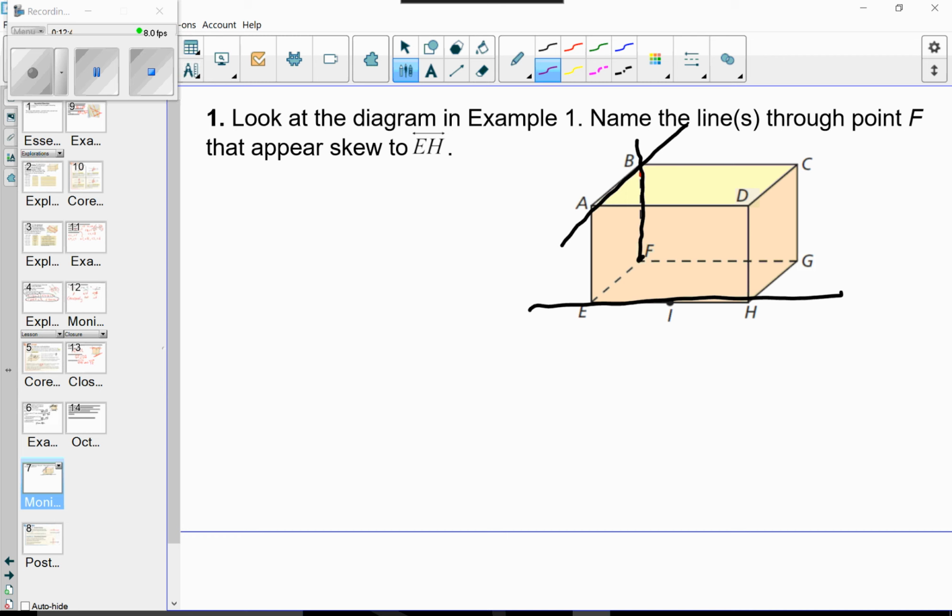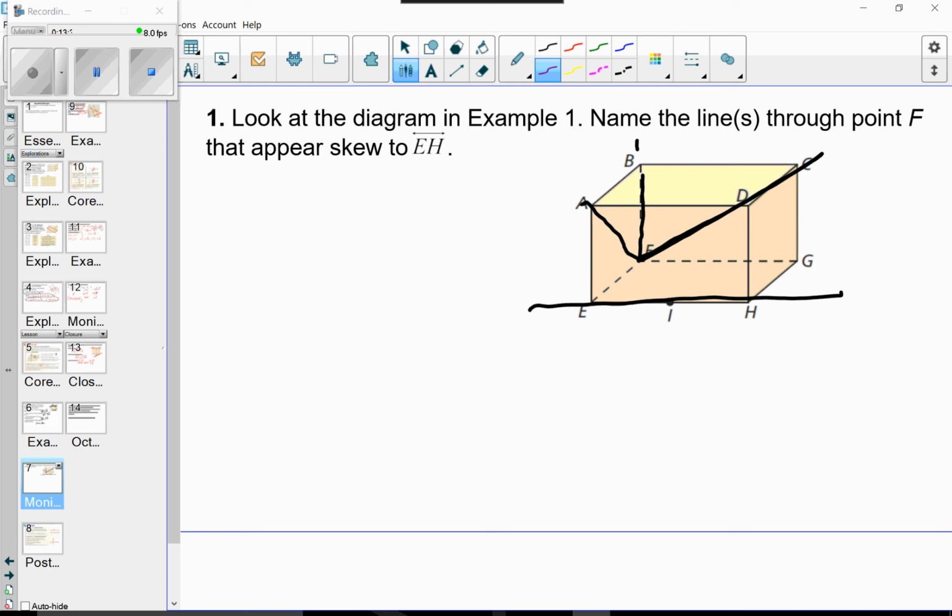I wasn't looking carefully, distracted. Let's go ahead and erase that one. So let's think if we went through BF, but we can't do AB, because it doesn't go through F. So I think another one you could try here is we actually could do CF, and that would be skew. So I could do BF, I could do CF. It has to go through F, so I can't do FG, and I can't do FE. The only other one I could entertain doing would be AF.